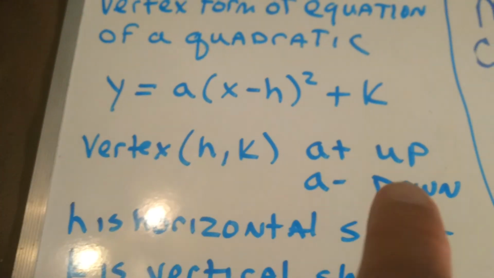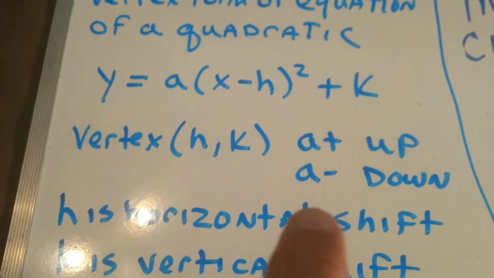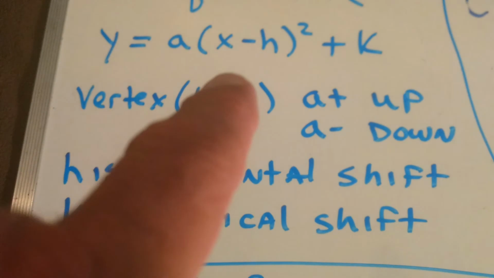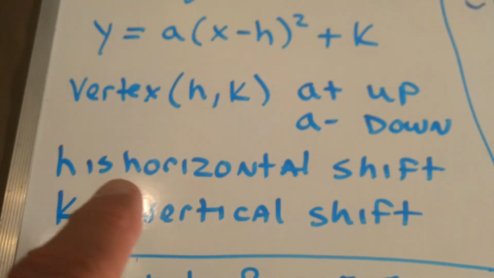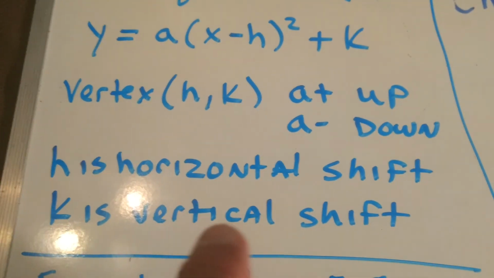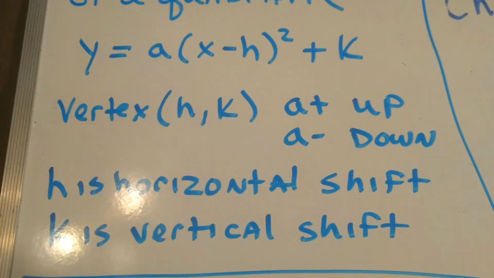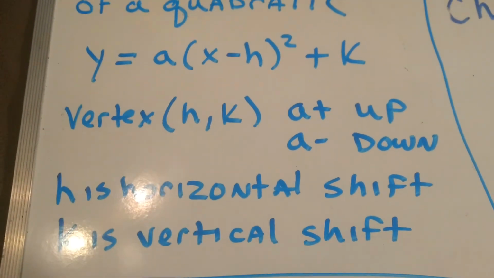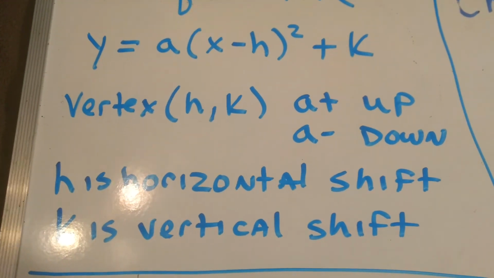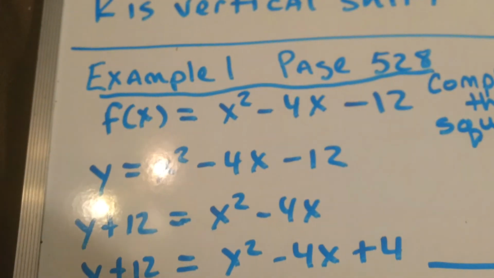If a is positive, the parabola goes up. If a is negative, the parabola goes down. This is still the same thing that we learned in the previous section, where h, which is right here, is actually a horizontal shift left to right. Remember, it's opposite in sign. K is a vertical shift, which means we go up and down. So the whole point of this section is taking a standard equation and putting it in vertex form by completing the square. So this is example 1, page 528.